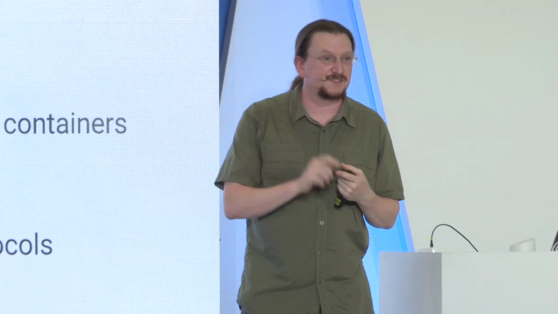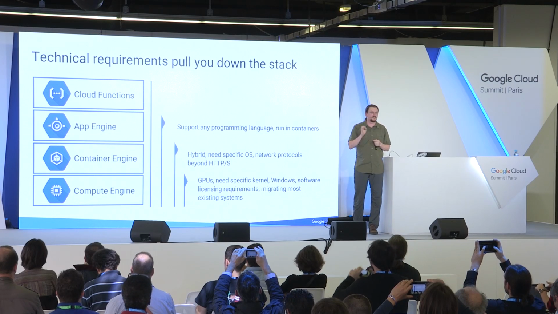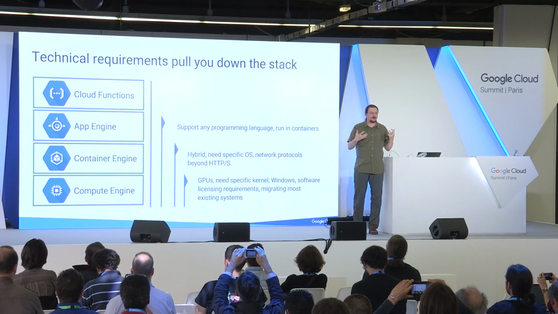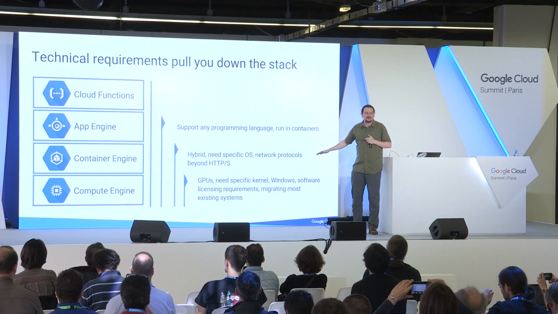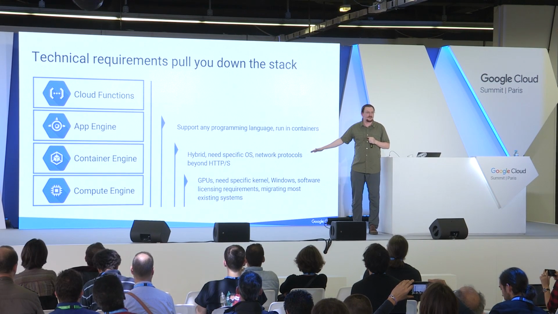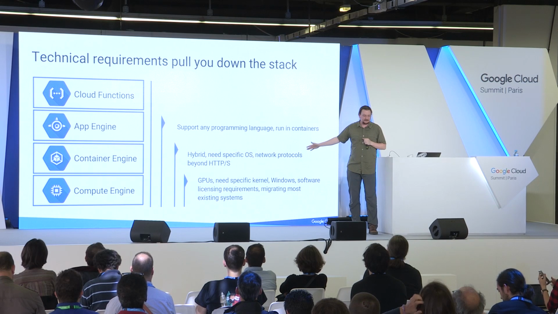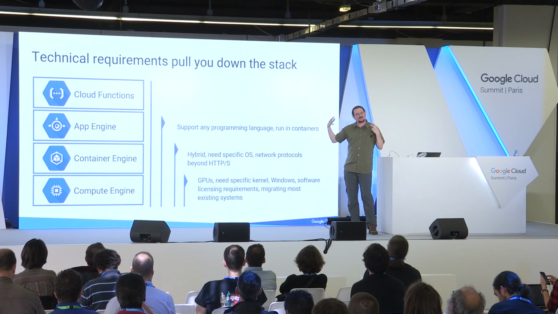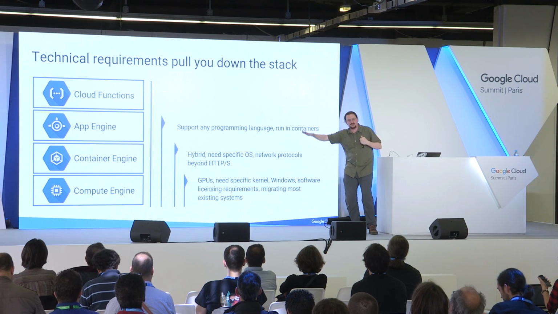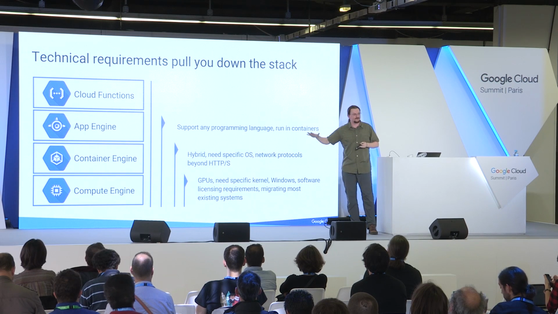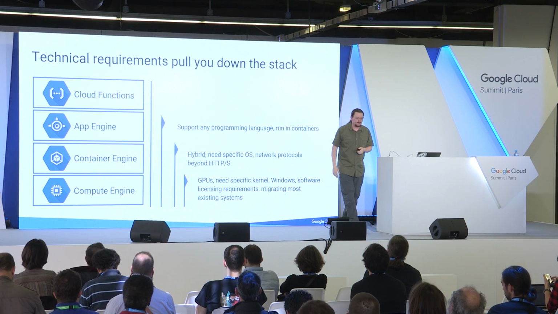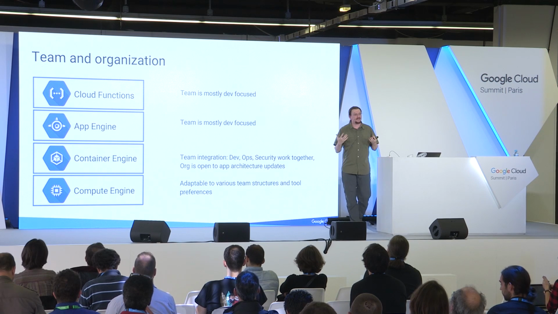Technical requirements. If you have specific needs, if you need a custom kernel to make your application run, you're probably going to be looking at VMs down at Compute Engine. So technical constraints will push you down the abstraction stack.